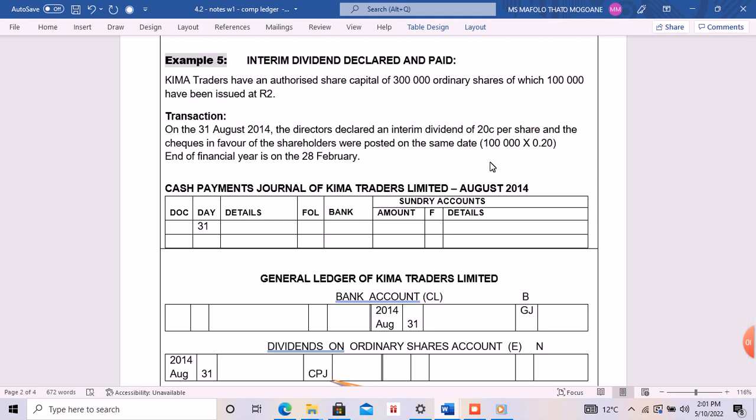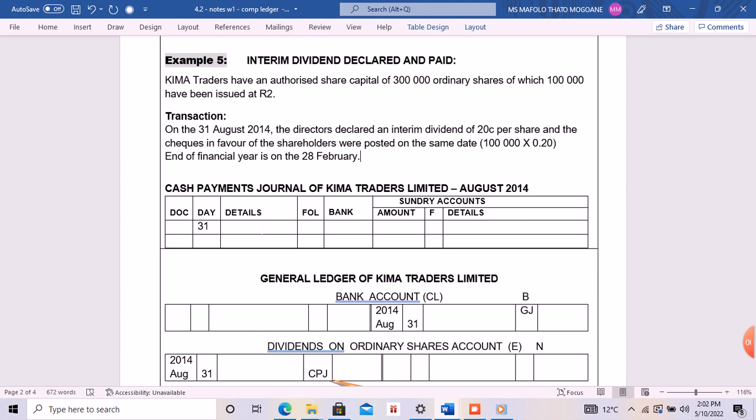So this is what must happen. Under the cash payment journal, remember when we pay dividends, the money goes out of the bank account to the shareholders' bank accounts, or we can pay them by check as they said there. But where are we going to record them? Into the cash payment journal, since the money goes out of the business account. We are going to use the bank, because the money goes out of the bank account for dividends on ordinary shares. So the bank account and the dividends on ordinary shares are going to be affected.